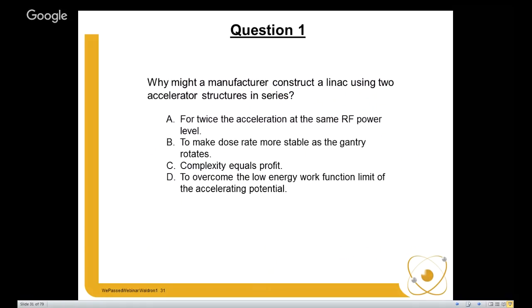I'd like to add that you want the most correct answer. All right, Tim, I think we can go ahead and review the answers. Okay.